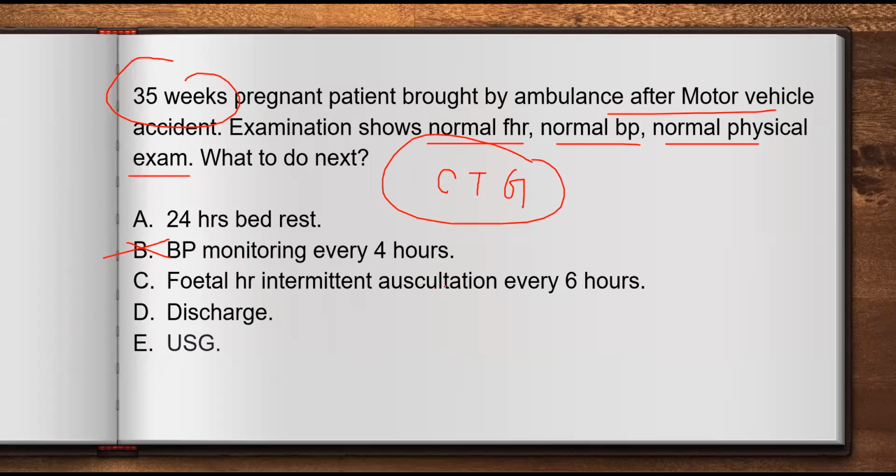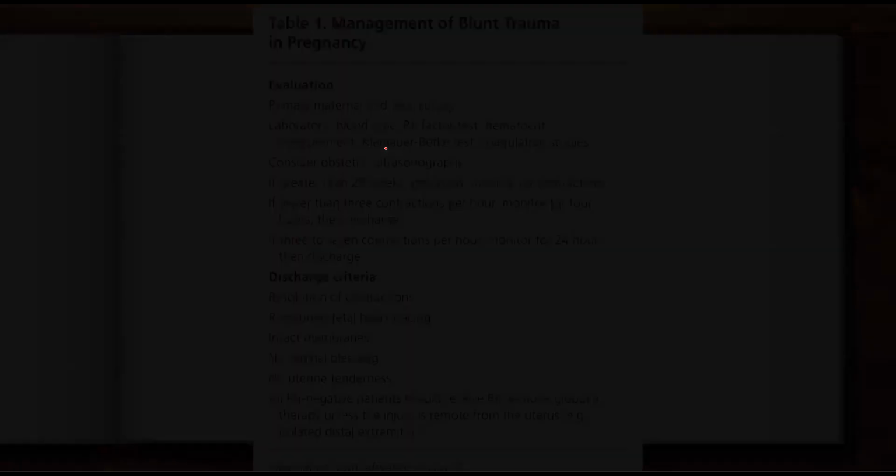Fetal heart rate intermittent auscultation every 6 hours. Now, we can do that, but how can we exclude abruption or some bleeding going on in the abdomen? We need to rule that out. That's the thing, okay? It's not only that we will just check intermittent auscultation of the fetal heart rate, and that's all. If we move on to our guideline, then we'll find something important.